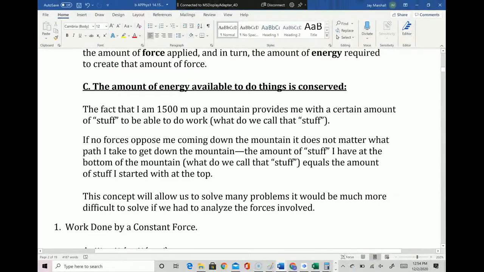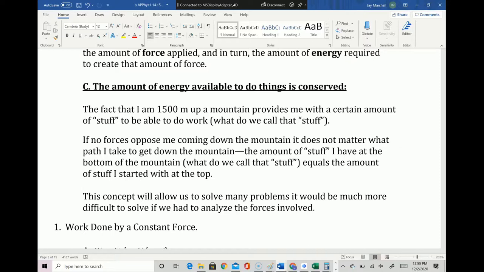Then, the amount of energy that's available to do things is conserved. The fact that I'm 1,500 meters up a mountain provides me with a certain amount of stuff to be able to do work. And if I'm 1,500 meters up a mountain, what do we call the stuff that I have that I can do work with? What kind of energy? Potential energy, right? Since I'm 1,500 meters up or above the surface of the earth, I have the ability to do the amount of work that it took me to get up that 1,500 meters.